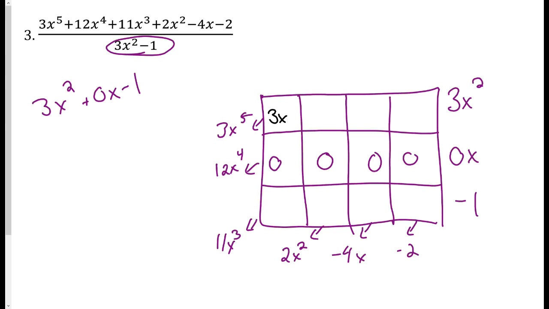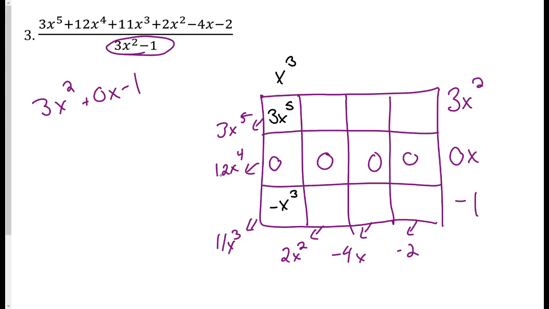3x to the 5th had to be in that box. So what times 3x squared gives me 3x to the 5th? X cubed. Multiply through now, and I know I get a negative x cubed down here. I move over to the next open box in the top row.